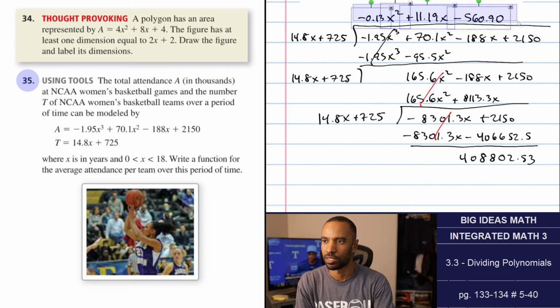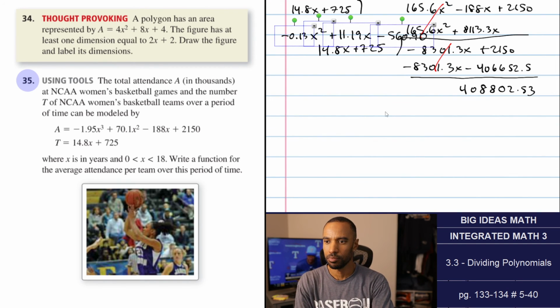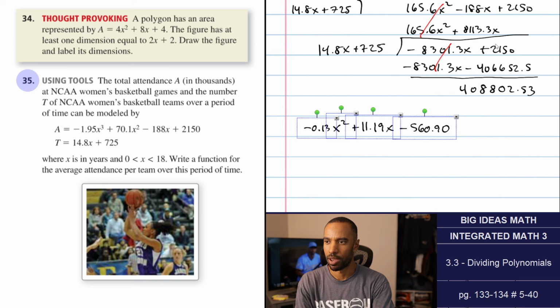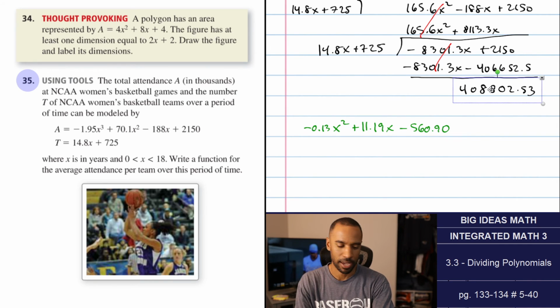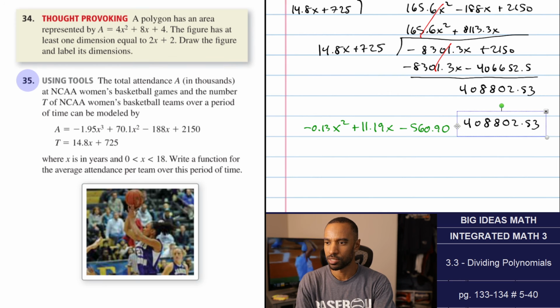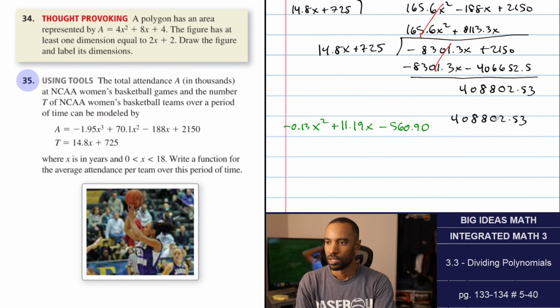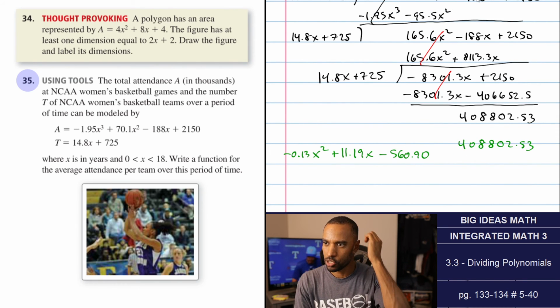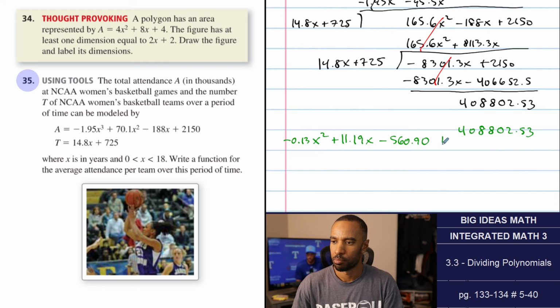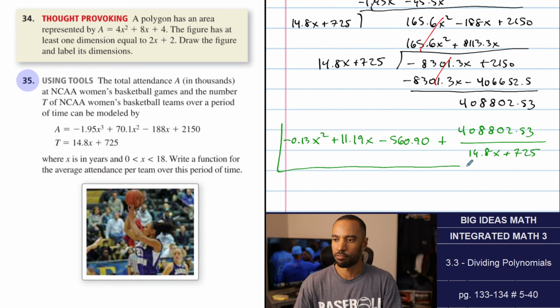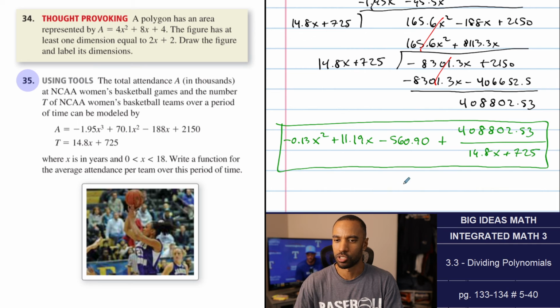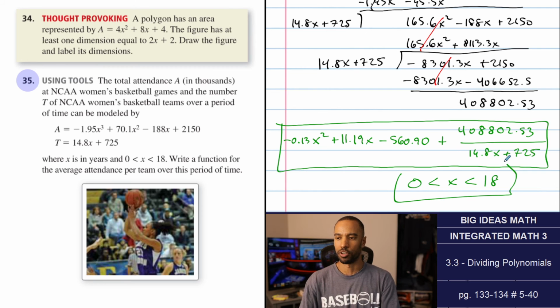So I'll copy, paste this guy. I'll write it in green. It's a staple of mine. And then with the remainder of this, we'll talk about how that works in a second. So this, boom. All right, so the answer for our function will be this plus that over 14.8x plus 725. So this is the function that models our stuff from 0 to 18 on x for your domain.